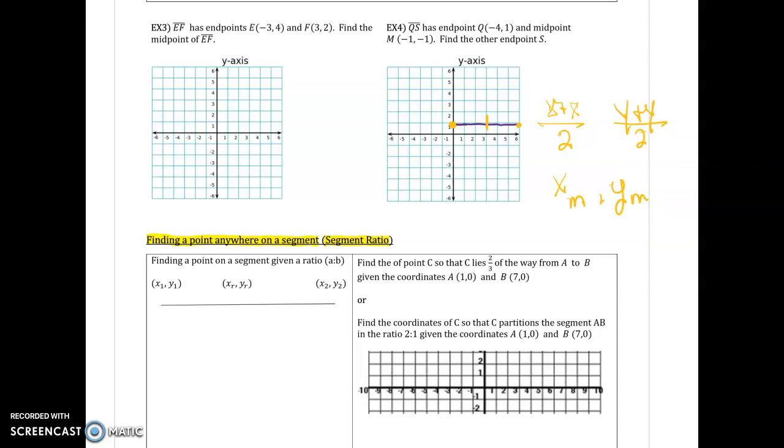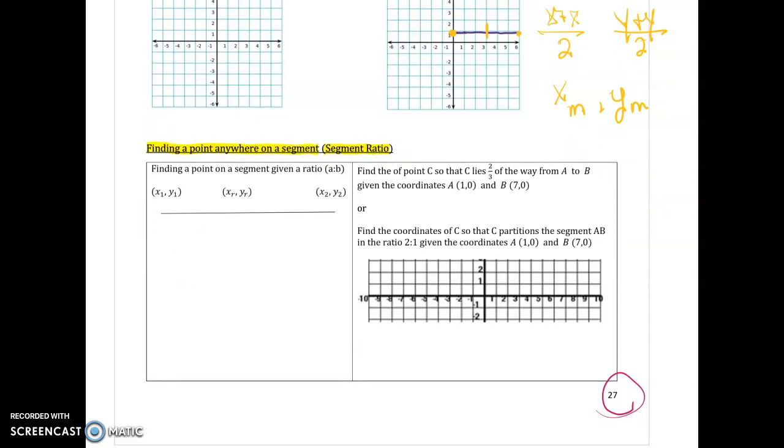So let's look at what happened. What if I don't want it to be in the middle, halfway along the way? What if it's 2/3 or 1/3? There's a formula. I'll give you an idea of how the formula works, but it's a little hard to explain. So let's take another segment. We're going to find the point C so that it lies 2/3, not halfway like the midpoint, of the way from A to B. And then we've got our coordinates.